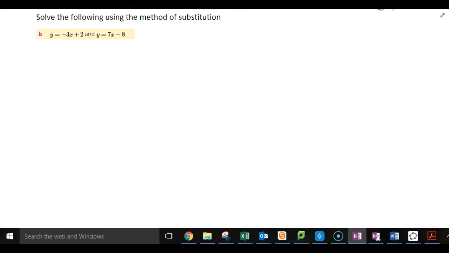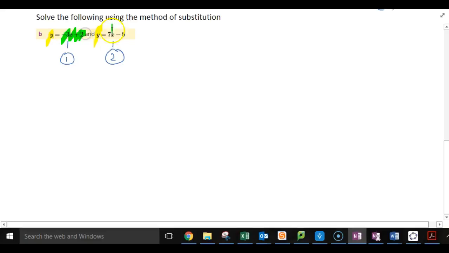So another example of how you do this. I'm just going to do it a quick way. I'm going to call this equation 1, and I'll call this equation 2. Equation 2 is in terms of y, and so is equation 1. That's easy because we've got two y's. If these things are both equal to y, then these things must be equal to each other. Because they're both equal to y, the green parts that I've shown you there are equal as well. So you can say negative 3x plus 2 is equal to 7x minus 8.